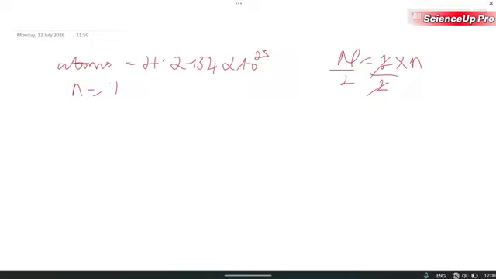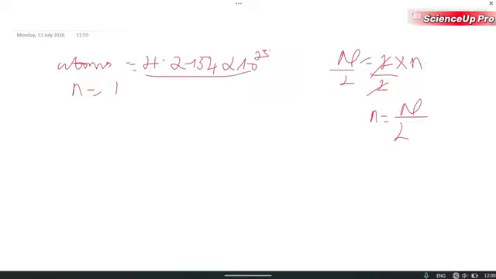A substance contains 4.2154 times 10 to the power 24 atoms. Calculate the number of moles. The question mark is the number of moles. But from your formula triangle, you all know that the number of particles is equal to the number of moles times Avogadro's number. So if you are looking for the number of moles here, you are going to divide all through by Avogadro's number. So the number of moles is equal to the number of particles all over Avogadro's number. That is what you are going to do here.